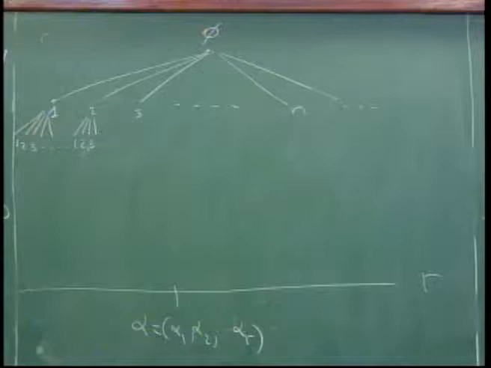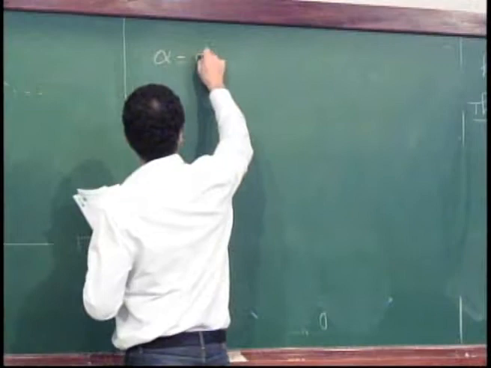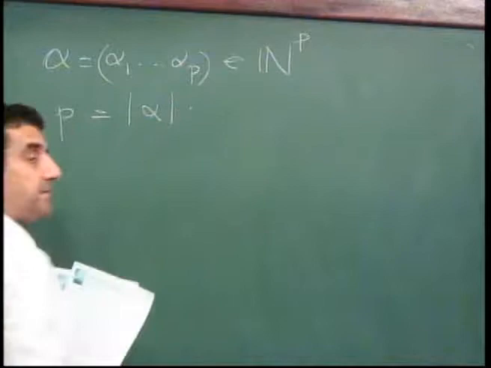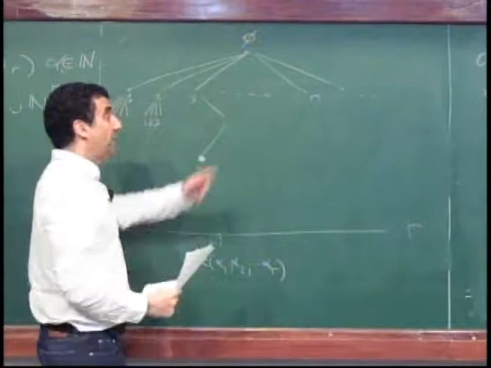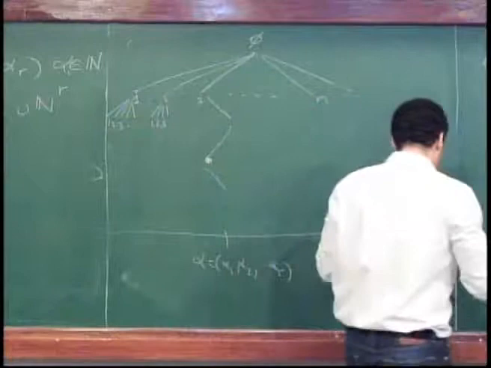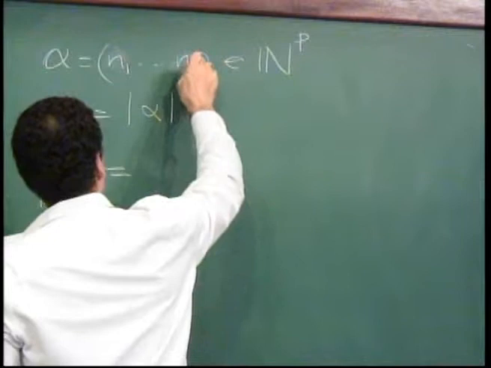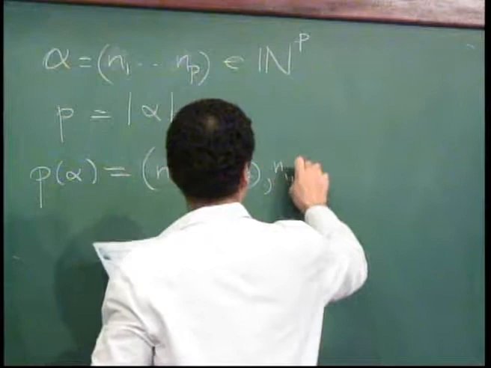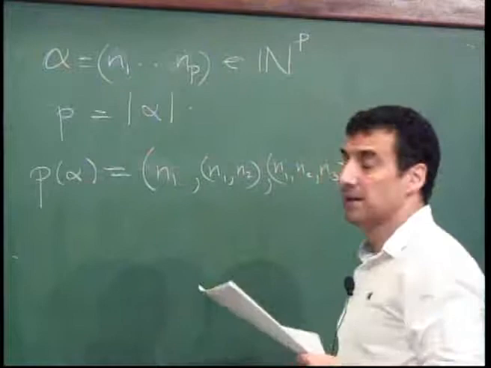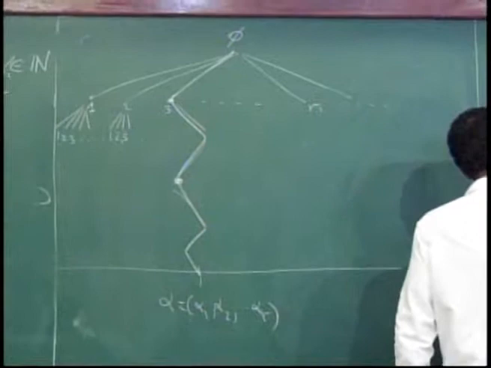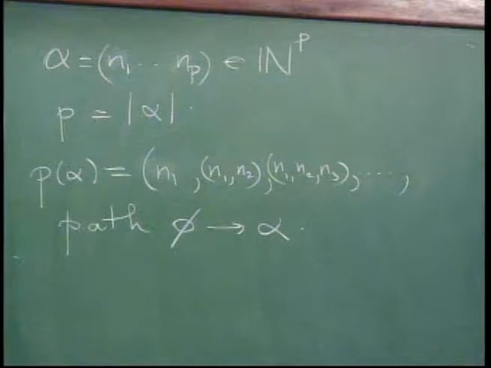So for an alpha, which is alpha 1, ..., alpha p in N to the p, I define two things. I will define |alpha|, the length of this, to be p. For any point in this tree, p means simply the level. And I'll define p(alpha), which is n1, then n1 and n2, then n1, n2 and n3, etc. So what is that? It's just the path that goes down, right? It's just the list of the nodes. So that's the path that goes from the root to alpha.